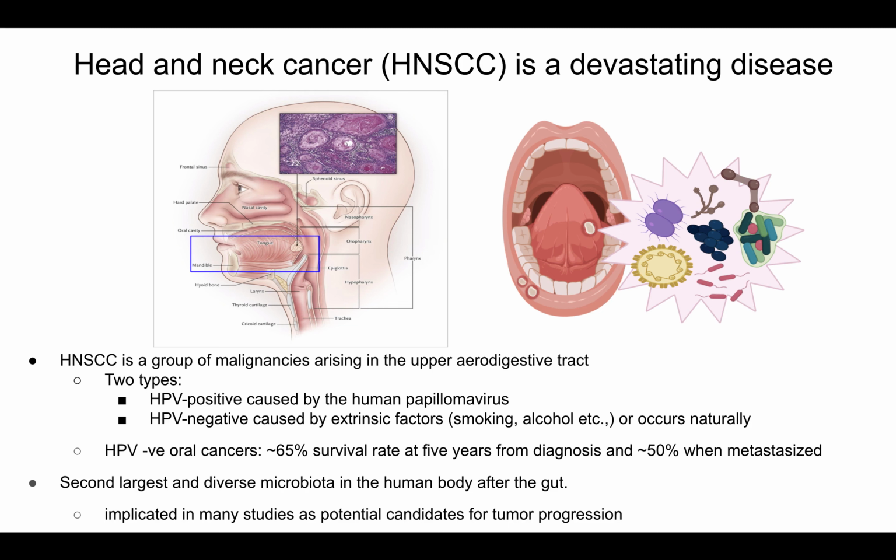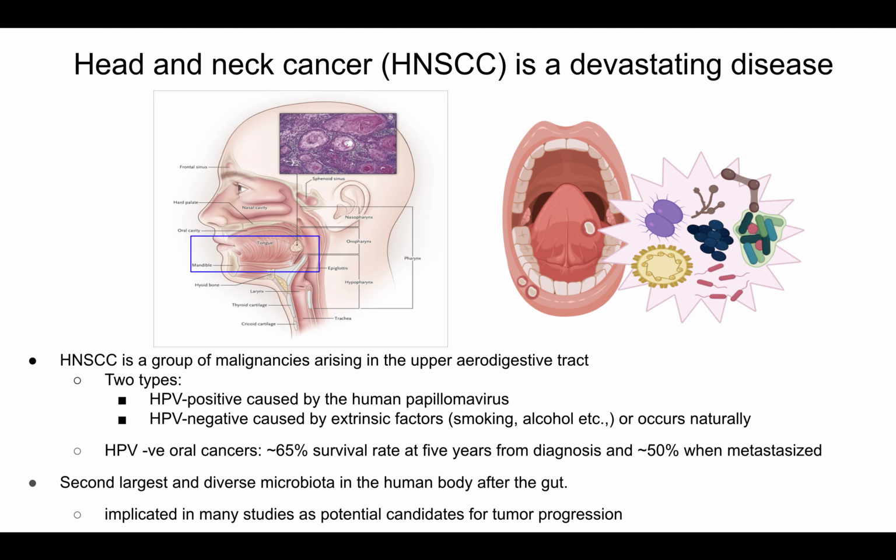There are two types of oral cancers: HPV positive, which could occur from human papilloma virus, or HPV negative, caused by extrinsic factors such as smoking, alcohol consumption, etc., or it could occur naturally. HPV negative cancers have a survival rate of nearly 65% during advanced stage and becomes less than 50% when metastasized.